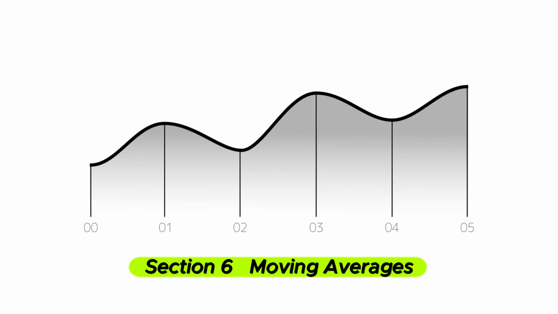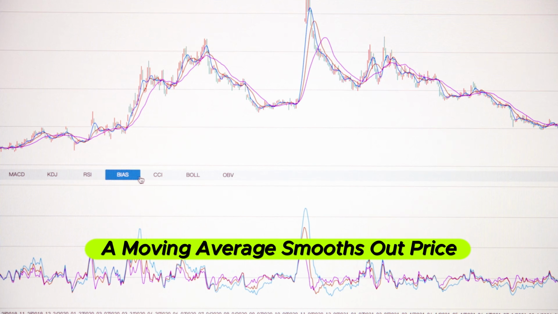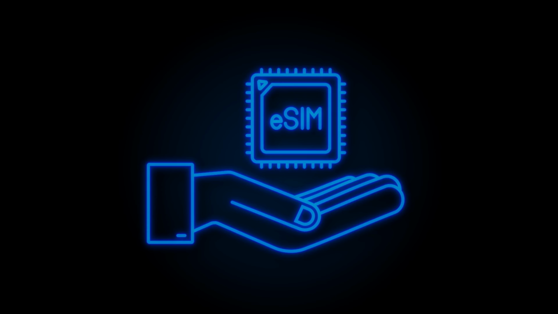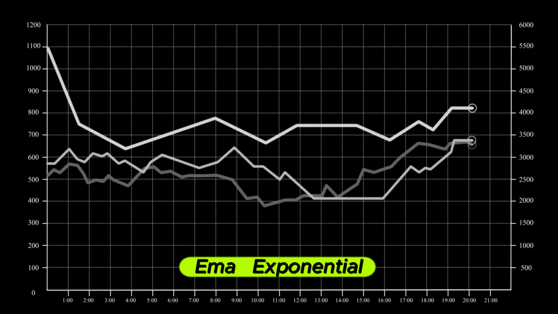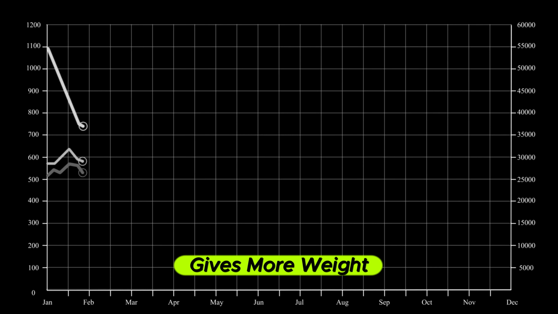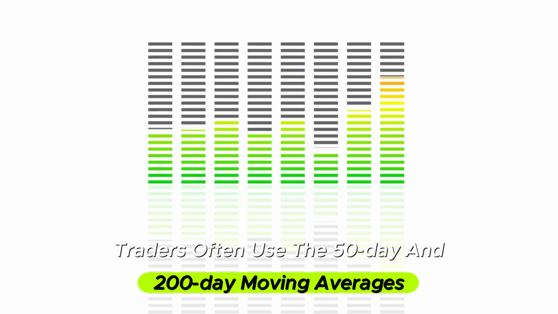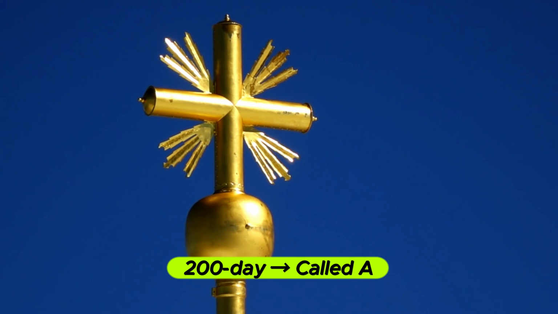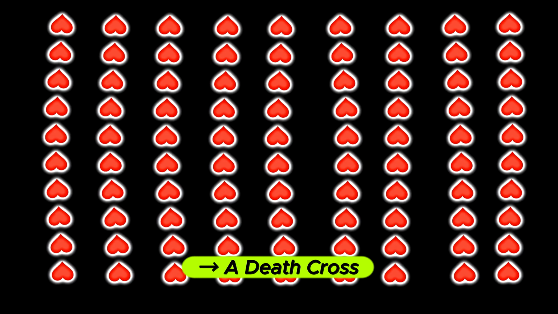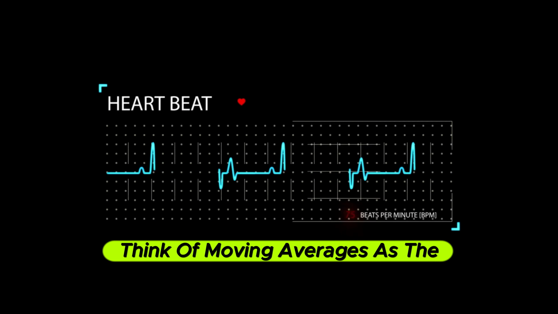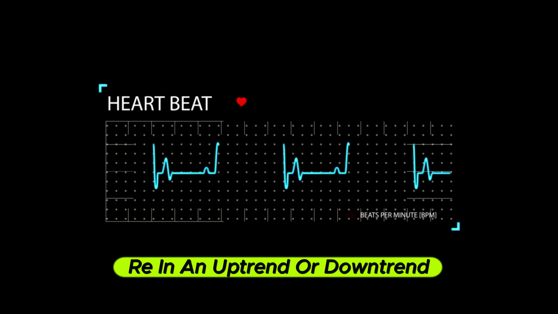Section 6. Moving averages. Next tool, moving averages. A moving average smooths out price action so you can see the trend clearly. 2 common types: SMA, simple moving average. EMA, exponential moving average, gives more weight to recent price. Traders often use the 50-day and 200-day moving averages. If the 50-day crosses above the 200-day, called a golden cross, bullish. If it crosses below, a death cross, bearish. Think of moving averages as the market's heartbeat. They help confirm whether we're in an uptrend or downtrend.